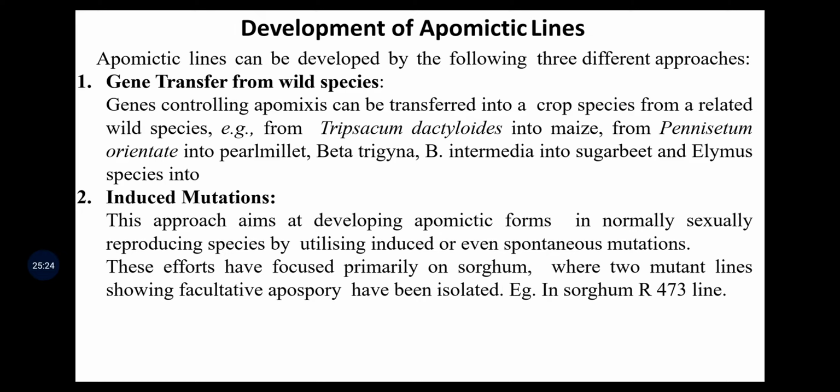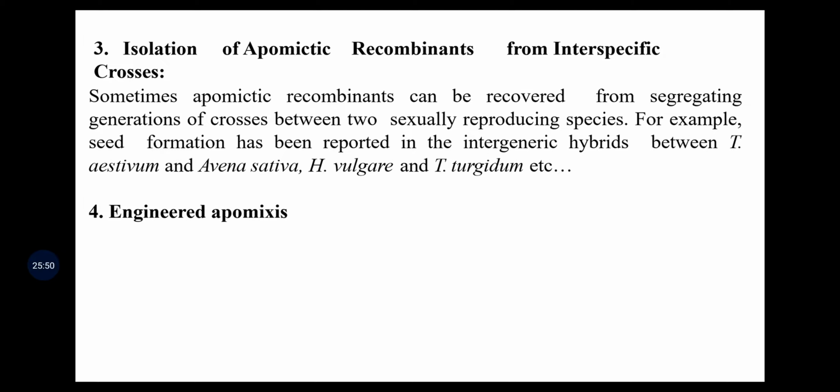Then induced mutations. This approach aims at developing apomictic forms in normally sexually reproducing species by utilizing induced or even spontaneous mutations. These efforts have focused primarily on sorghum, where two mutant lines showing facultative apospory have been isolated, for example sorghum line R473.